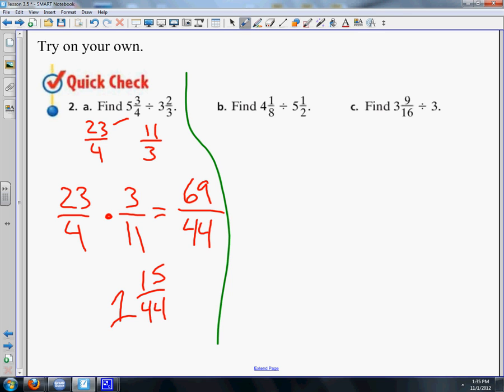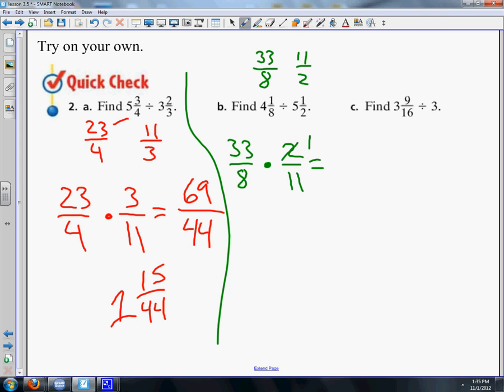Next, we're going to turn our mixed numbers into improper fractions. So 4 times 8 is 32 plus 1, so it's going to be 33 over 8. 5 1/2 becomes 11 over 2. So, follow the 4 steps. 33 over 8, division to multiplication, flip the second number. For this we can cross, reduce, and multiply.